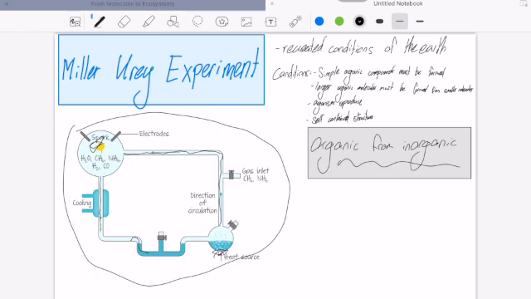After a week, they found that simple amino acids formed and complex oily hydrocarbons also formed. This meant it ticked the first condition to be met, which means that organic molecules, including amino acids, can form from inorganic compounds, and thus organic molecules could have formed on prebiotic Earth.